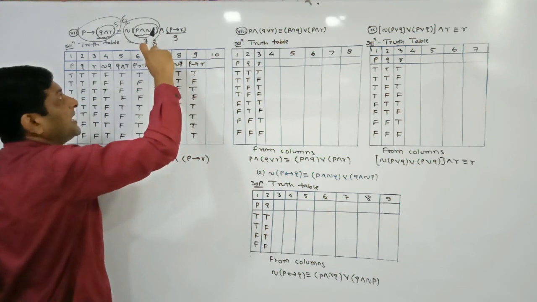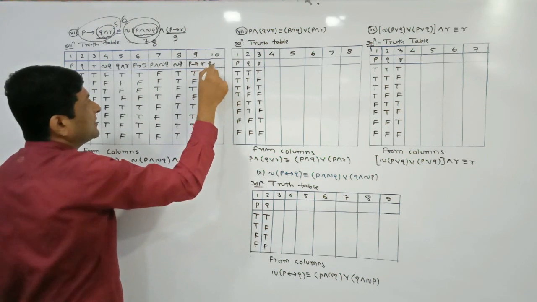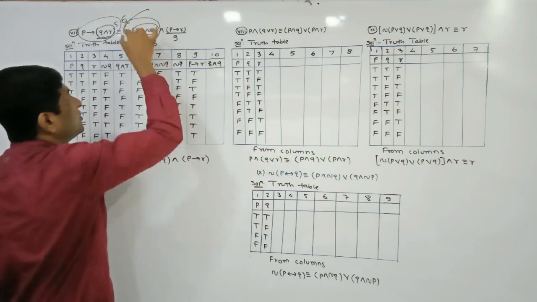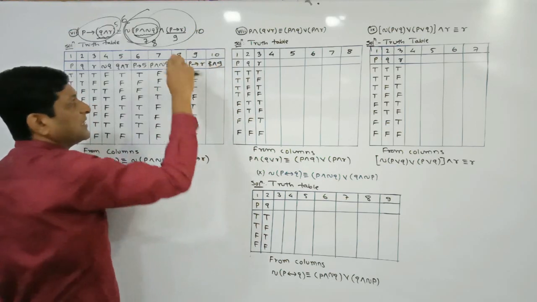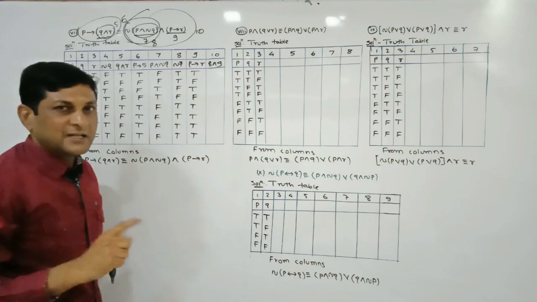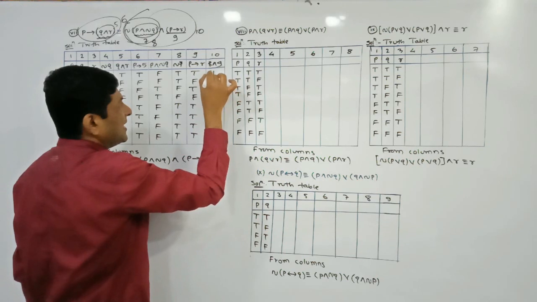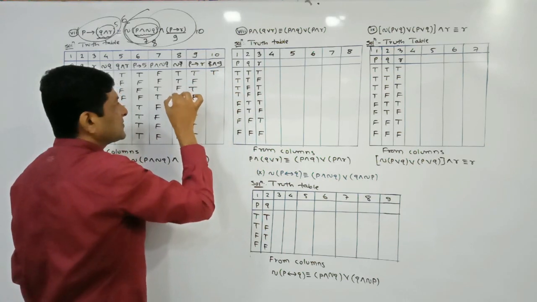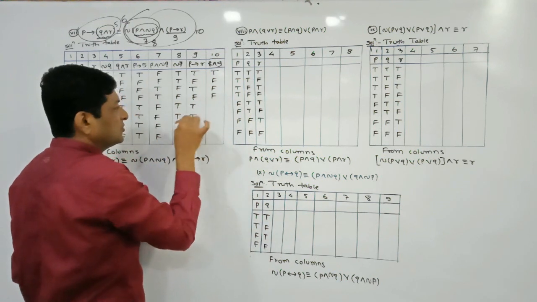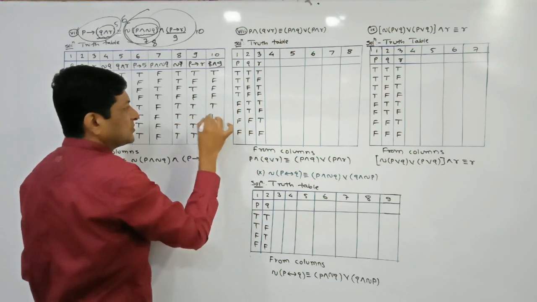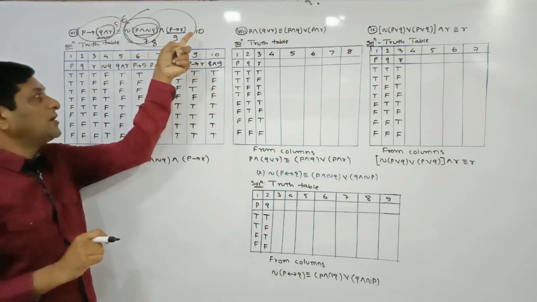Column 9. Now this 8 and 9 we are connecting by AND. So 8 and 9 means this whole statement will lie in which column? 10. So now we are connecting these two statements by AND, and in case of AND, if at least one statement is false, AND will be false. So here F does not appear, so true, false. So false. Then again true.